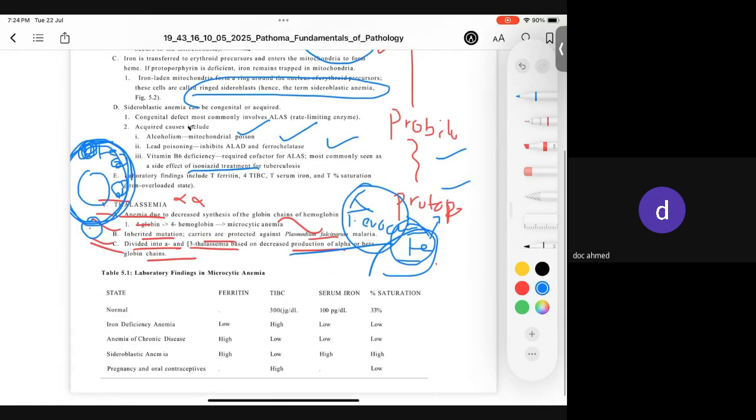You can see it here, the lab findings. What would happen to the ferritin? Ferritin would increase, right? Okay, what would happen to the TIBC?